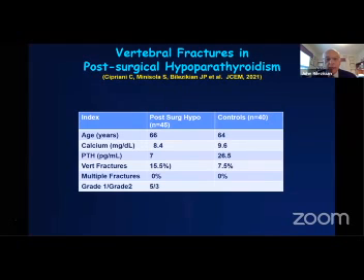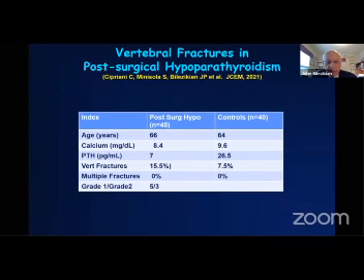This is work from Salvatore Minnesota's group in Italy, in which I collaborated. This is a group of post-surgical hypoparathyroidism. This work was just published. A group older than the group I just reported.